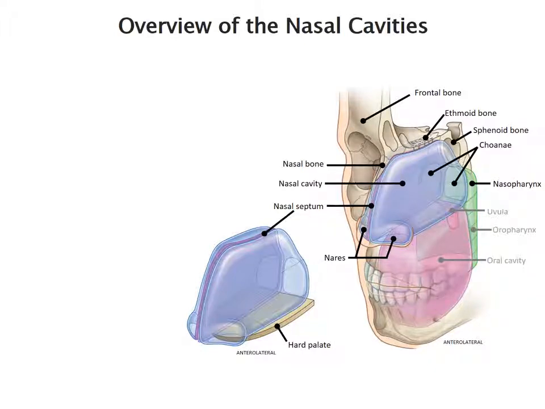The nasal cavities have both an anterior and posterior opening. The anterior openings are referred to as the nares, or the nostrils. The posterior openings are referred to as the choanae. The choanae communicate between the nasal cavities and the nasal pharynx. Over the next series of slides, we'll take a closer look at the boundaries of the nasal cavity.